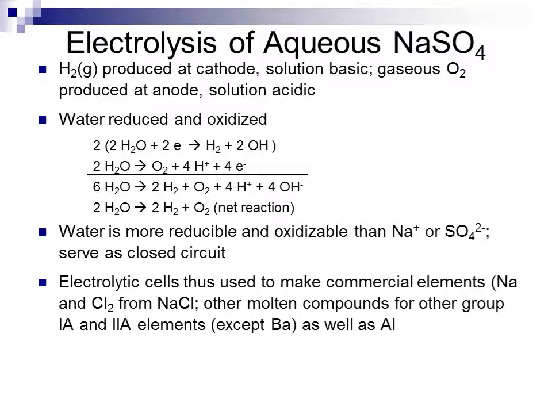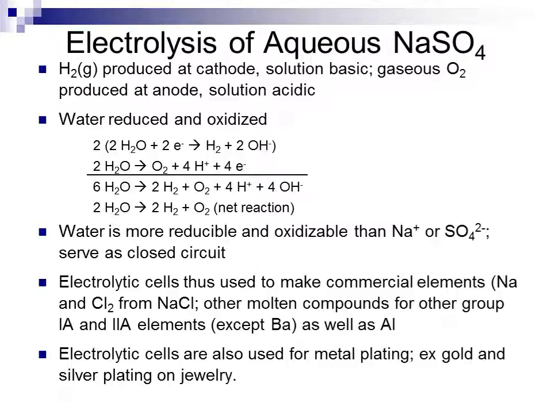An electrolytic cell is usually made to make some sort of commercial element. We can make sodium or chlorine from sodium chloride. We can make metals from other compounds, things like aluminum or calcium or any of these other group 1A and 2A elements can be produced, with the exception of barium, to form different metals.